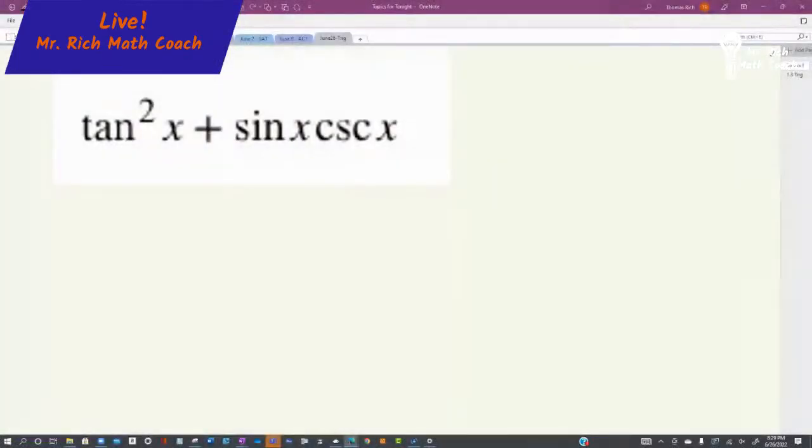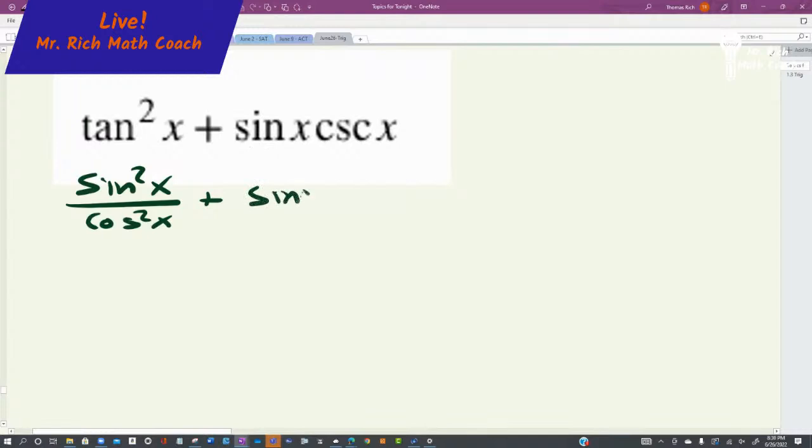So let's go back to the screen here. In a case like this, where I've got mixtures of tangents and sines and cosines and such, I'm going to get everything in terms of sine and cosine. So I'm going to call this sine squared x over cosine squared x.